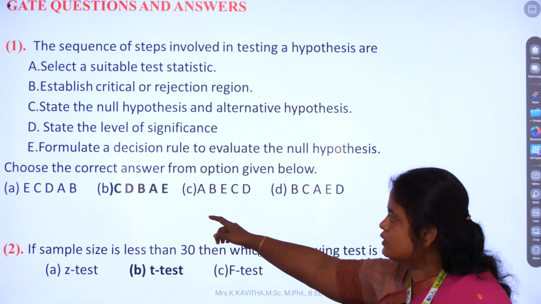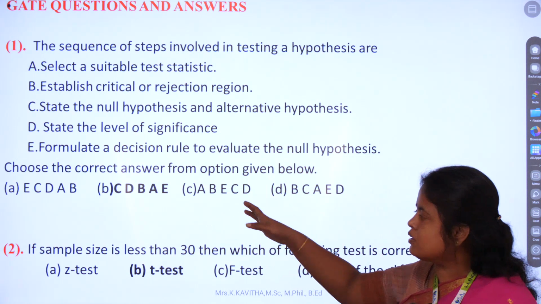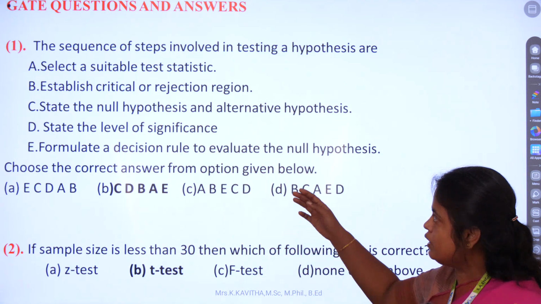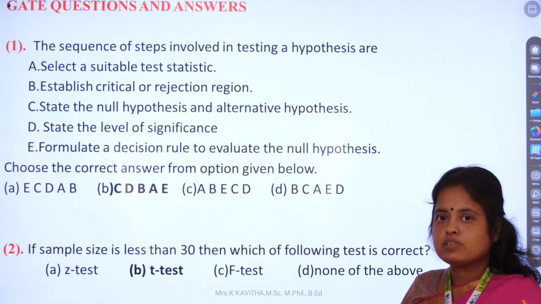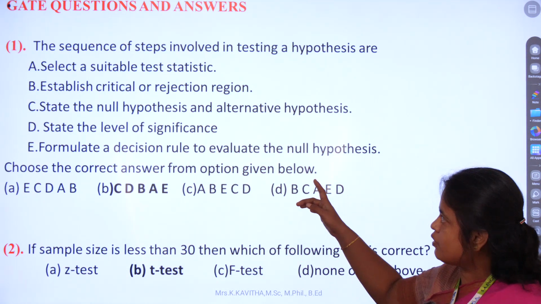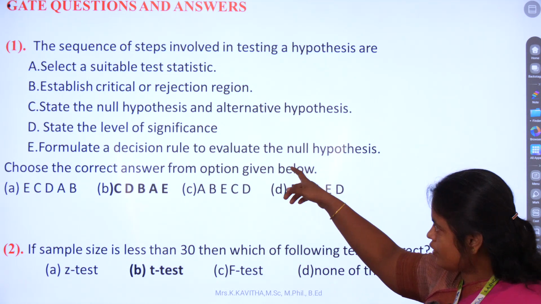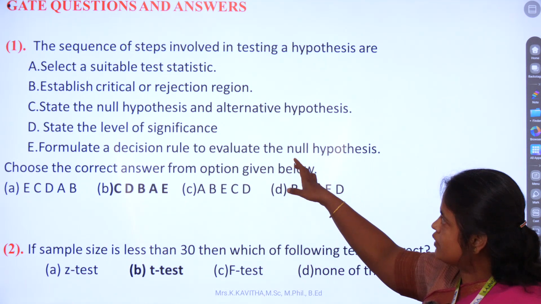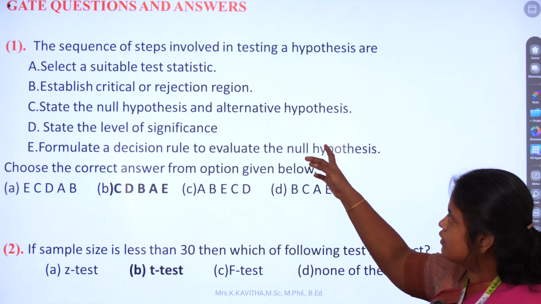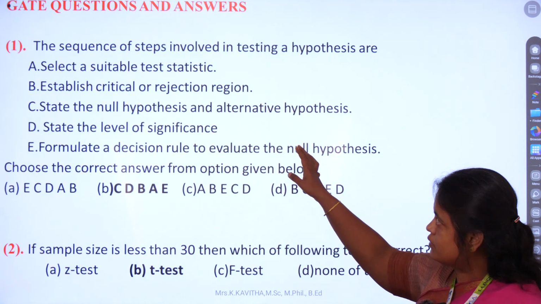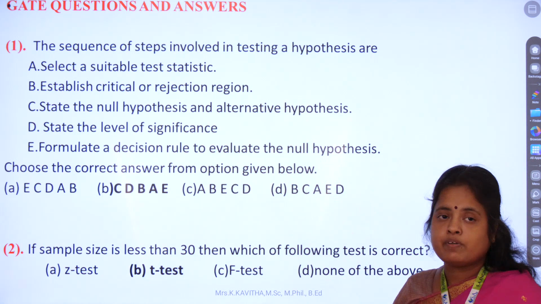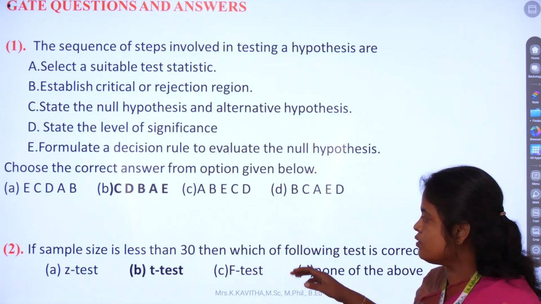So the correct option is CDBAE. This is a procedure for setting up any null hypothesis. First, we set the null and the alternative hypothesis, then the level of significance, then the critical region, then we test the statistic, and finally we formulate the decision rule.